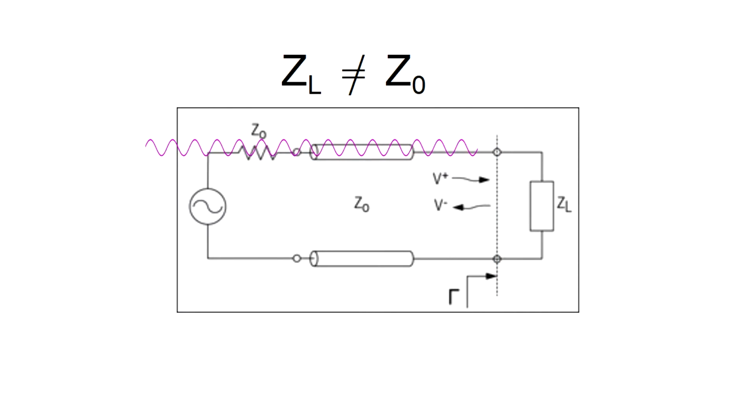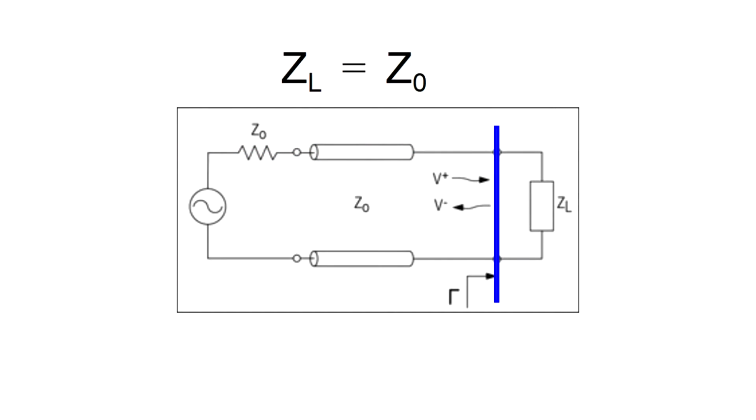When ZL and Z0 don't match, the wall appears and bounces signal back to the source. Not a good thing. But if somehow we could get Z0 and ZL to match, the wall would disappear and our entire signal would go from the source to the load without any trouble.